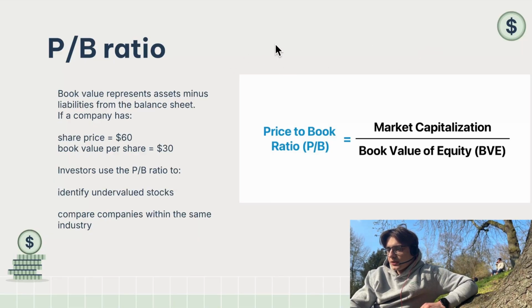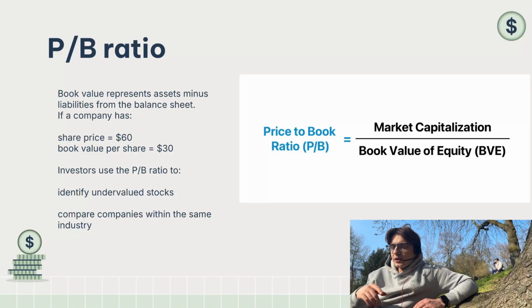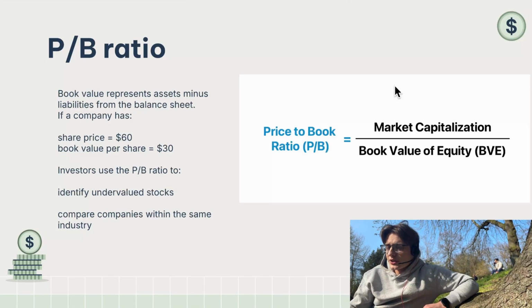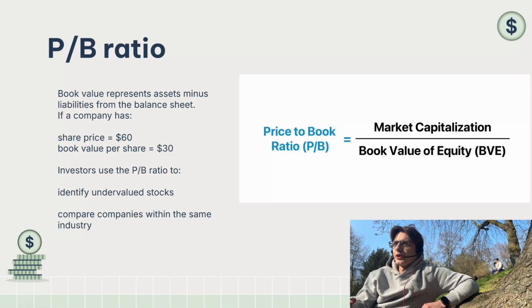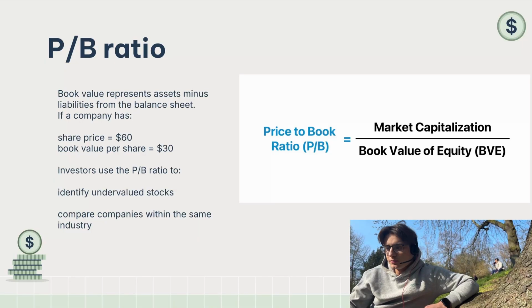So in this example, you can see if the company has a share price of 60 euros and book value per share calculated as 30, then it equals 2. And that basically means that investors value the company as twice its book value.